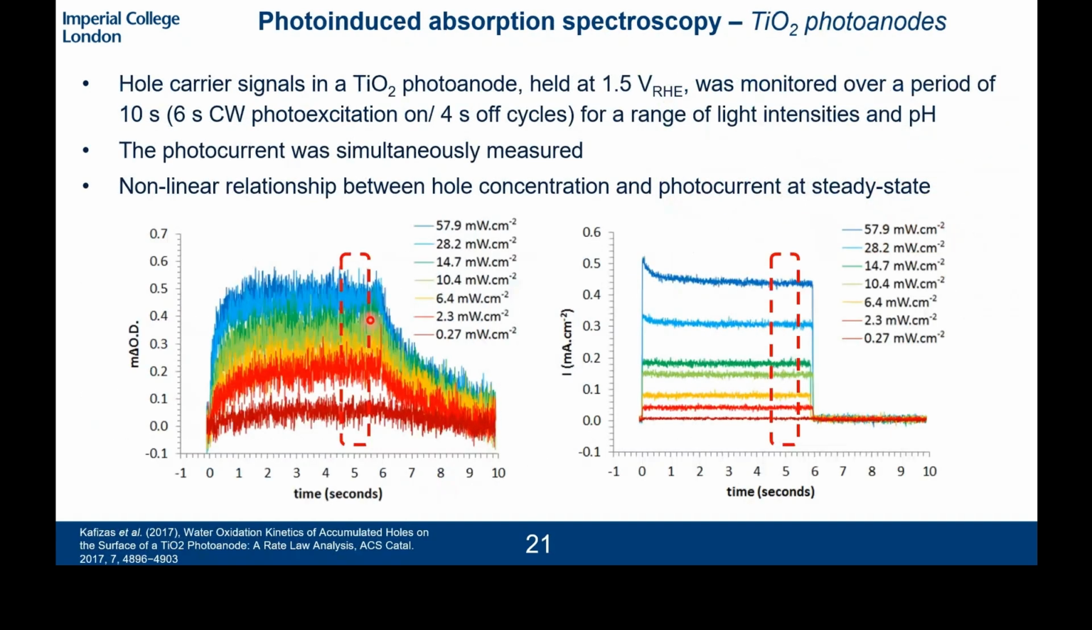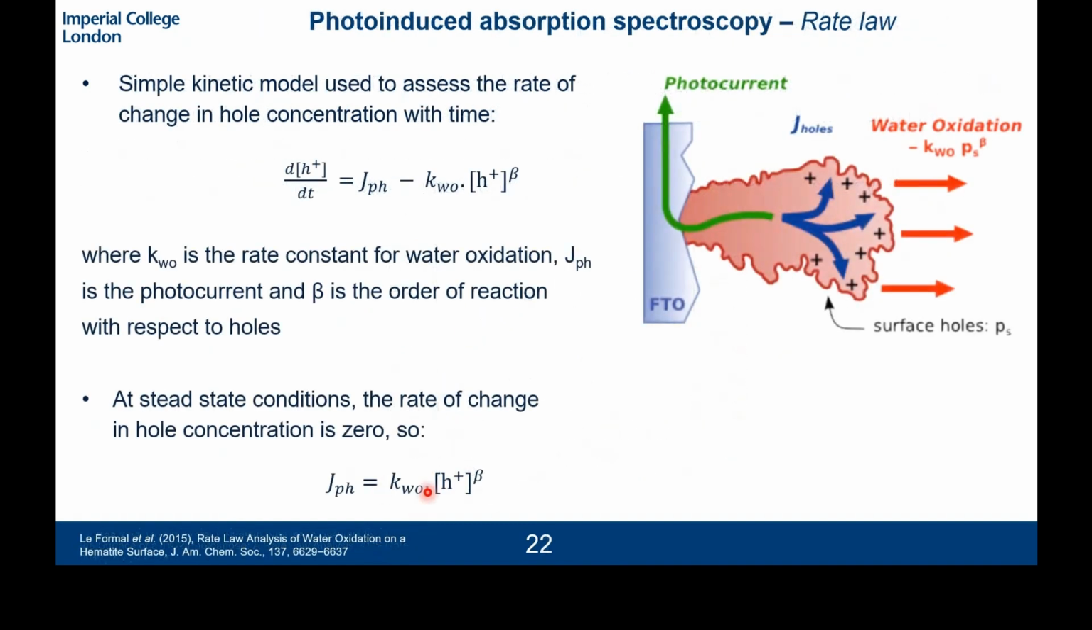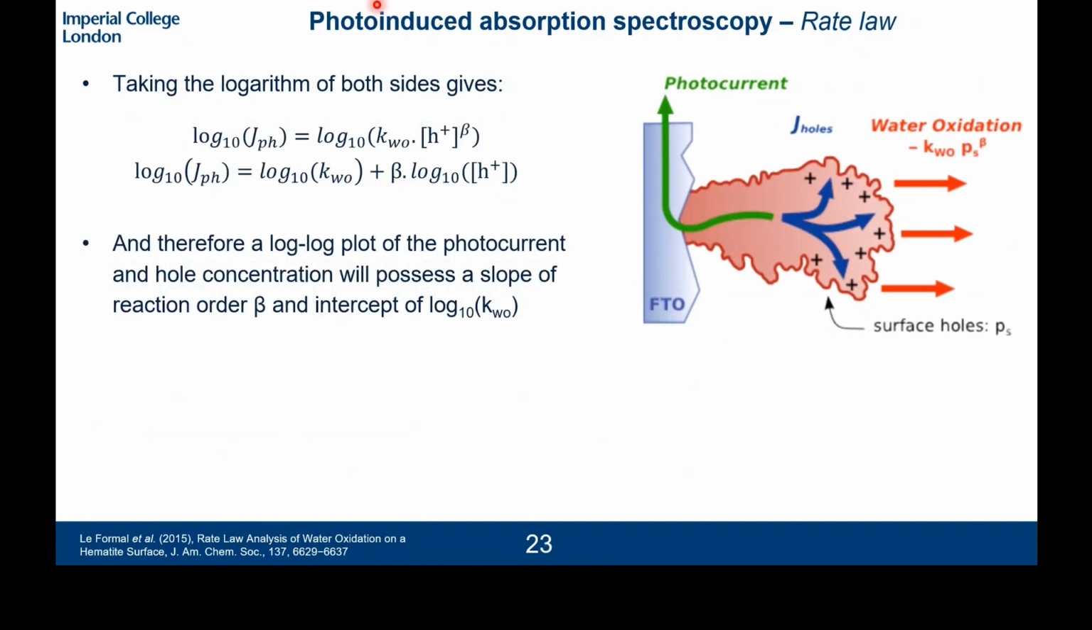Okay, here the change in hole concentration with time is flat, so it should be 0. So these two terms then become equivalent at the steady state region, and then we can just log both sides and do funny things. And then what we'll see is that if we do a log-log plot of the photocurrent versus the hole carrier concentrations, which we can measure spectroscopically, and the photocurrent can be measured using a potentiostat, then we'll get a line, and the intercept of that line can give you the water oxidation constant KWO, and the slope of that line will give you the reaction order beta.